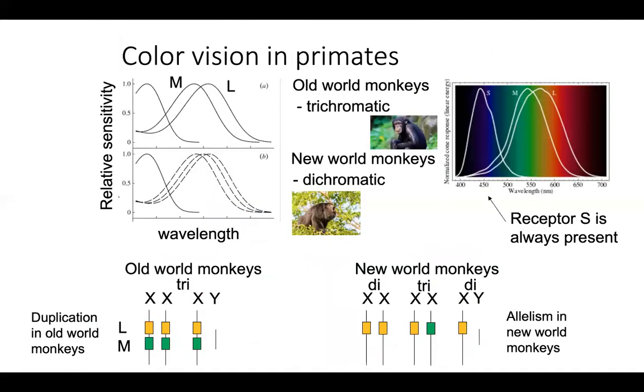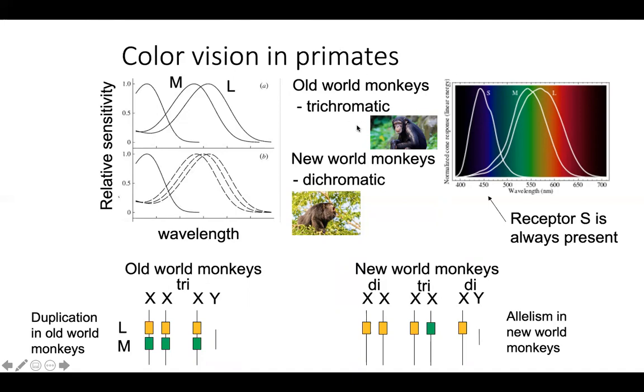And then I'd like to end this lecture with a really cool example of how gene duplication results in new functions. And this is color vision in primates. So this is actually somewhat easy and not complicated, in other senses quite complicated.